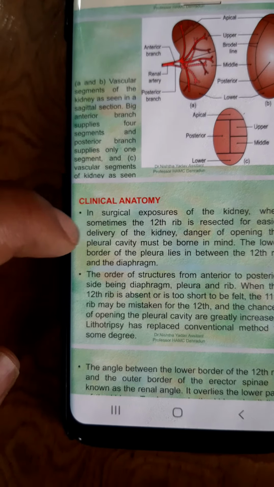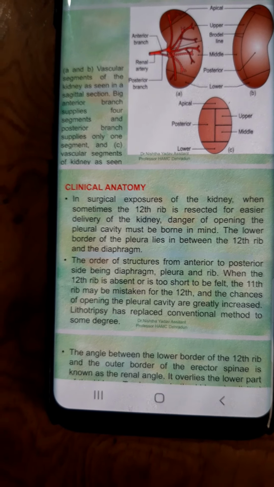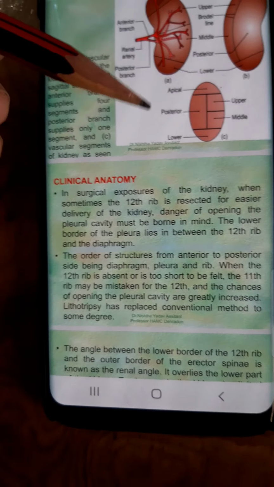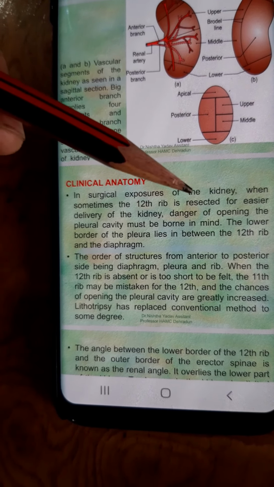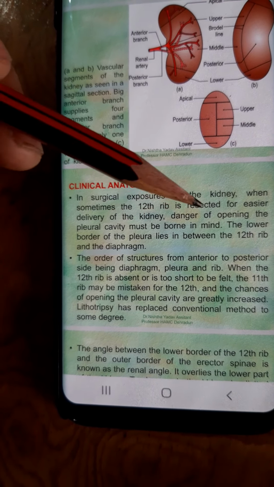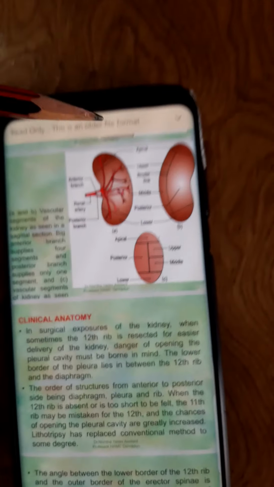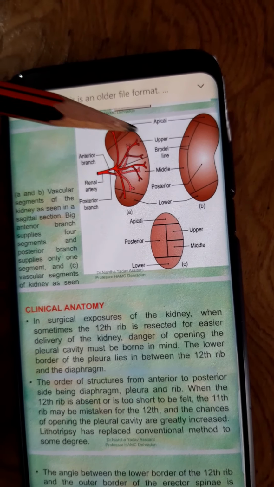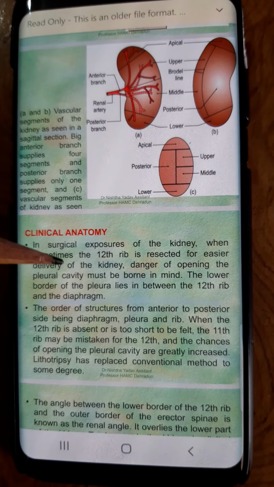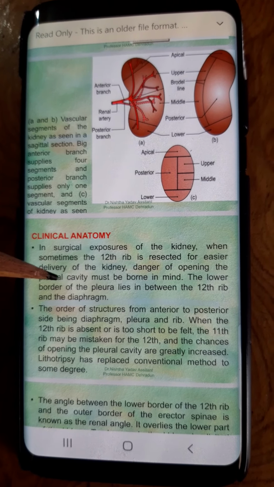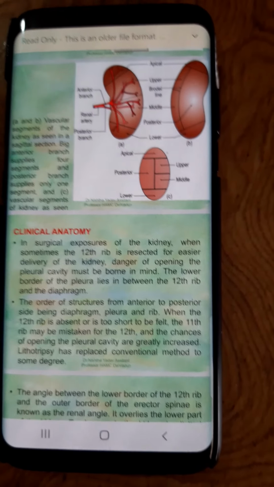Now the clinical anatomy of the kidney. In surgical exposure of the kidney, sometimes the 12th rib is resected for easier delivery of the kidney; the danger of opening the pleural cavity must be borne in mind. The kidney lies under the cover of the 11th and the 12th rib. So sometimes if you want to reach the kidney, you resect the 12th rib, but this can also open the pleural cavity, which is dangerous.